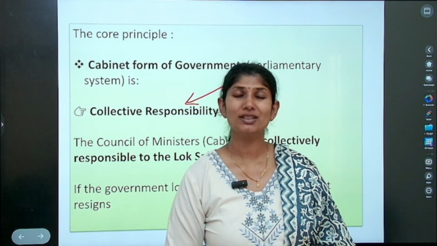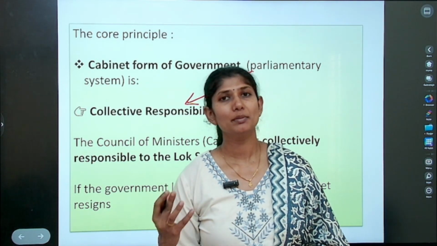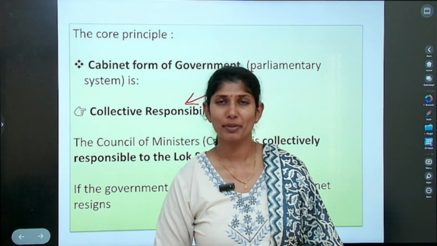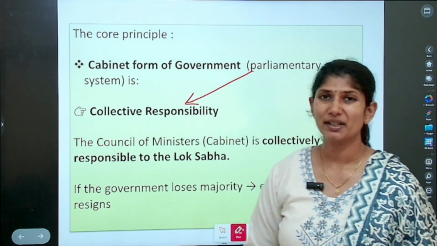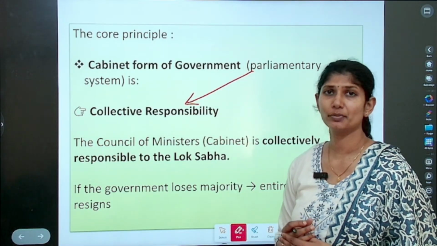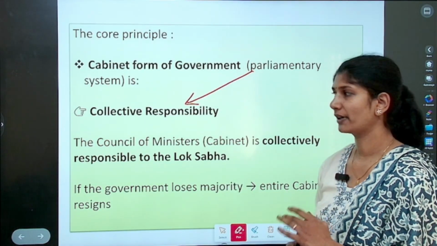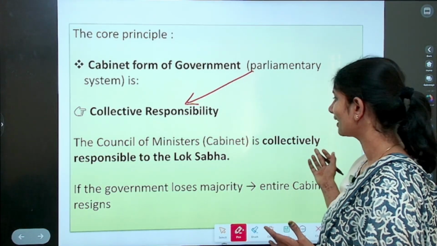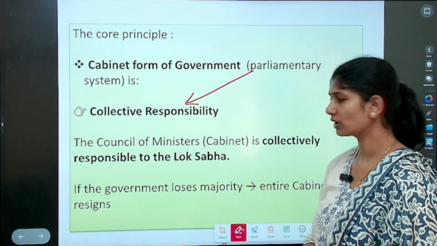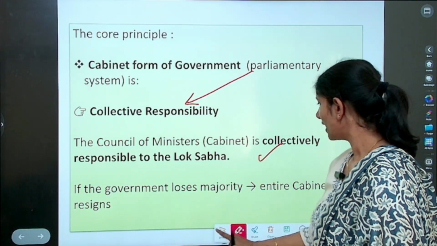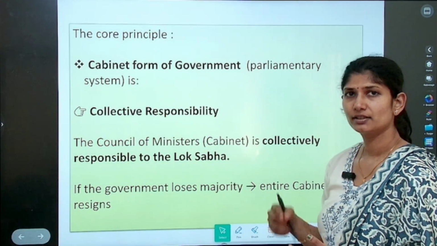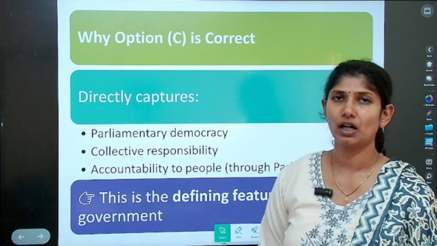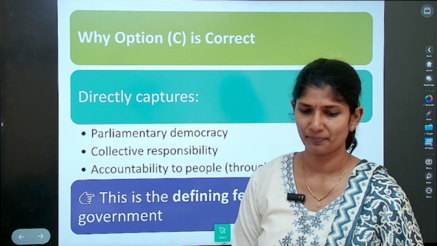Here is where you have to link your presidential form and parliamentary form. Presidential form offers stability, parliamentary form offers responsibility. When India had to pick between these two, we picked responsibility as a priority for India at that point of time. So this Council of Ministers or Cabinet is collectively responsible to your Lok Sabha. If they lose, let's say, the majority or the confidence of the House, then they have to resign.